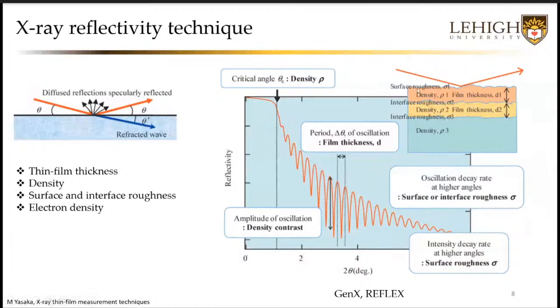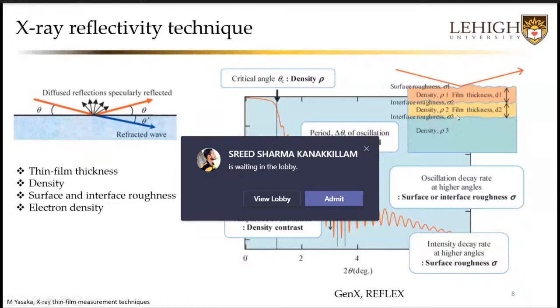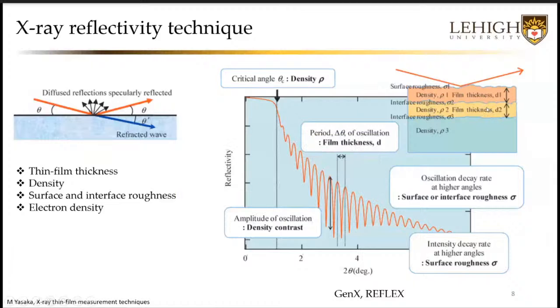So there could be many roughnesses, right? This could be your substrate, and then you could put two films on it. And if you put two films, there are two interfaces. Those two interfaces might not be smooth; they might be rough. And the topmost surface also has some roughness associated with it. So by looking at the decay of these oscillations, you can get valuable information about the surface roughness. You can also get electron density by looking at the data.